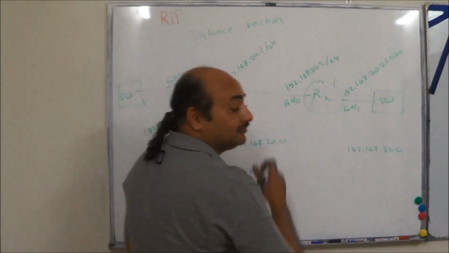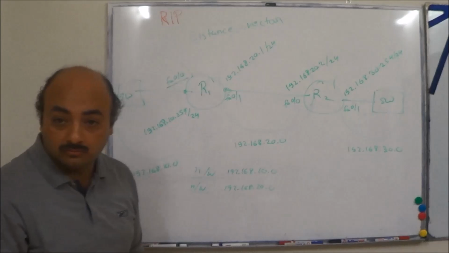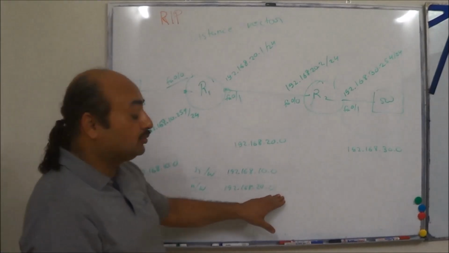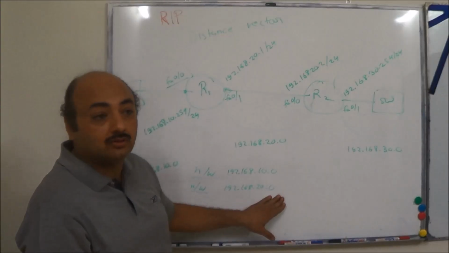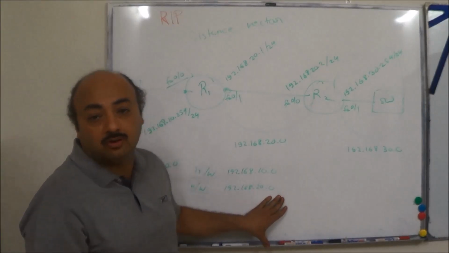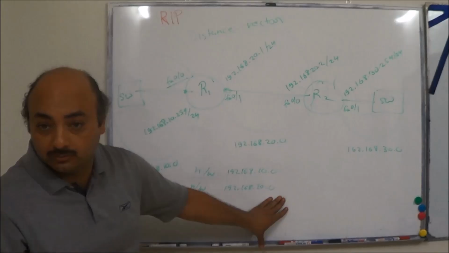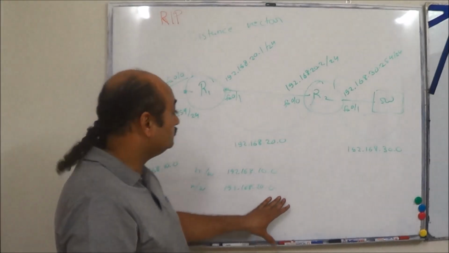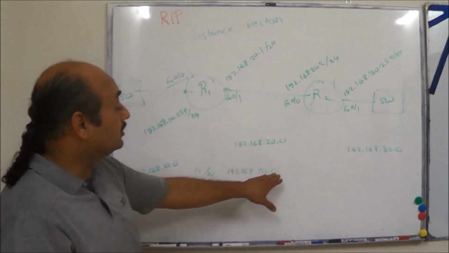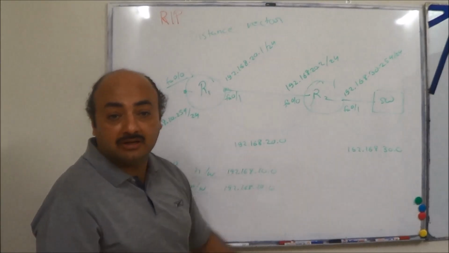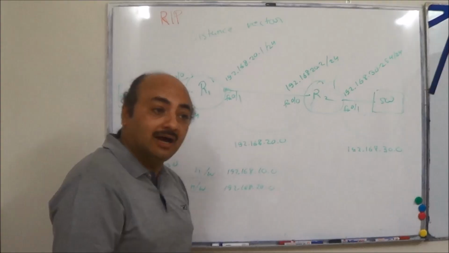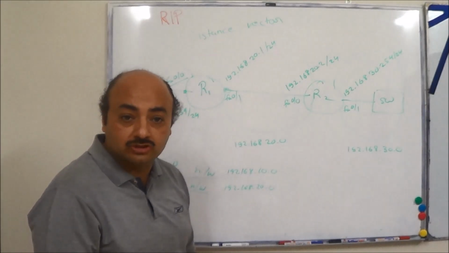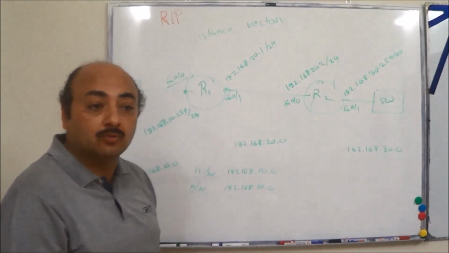When R2 receives them, what does it do? First of all, for 20.0, it says, I have better information about it because it is directly connected to me, so I'm not going to do anything about it. Next, it says 10.0, R1 is advertising to me with a hop count of 1. I don't have any information about it, so let me install it with a hop count of 1.